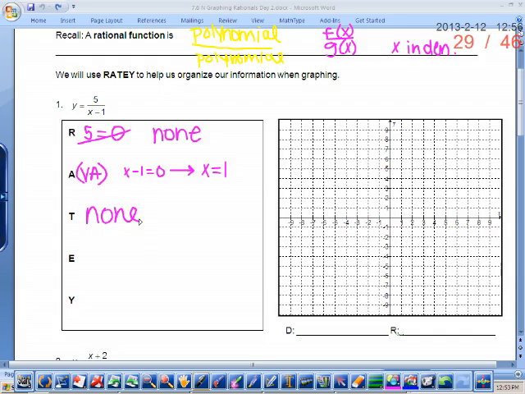Okay, E stands for end behavior, and it means that we're really looking at our horizontal asymptotes. In order to determine our end behavior, we pay attention to the degree. So what is the degree of your numerator?